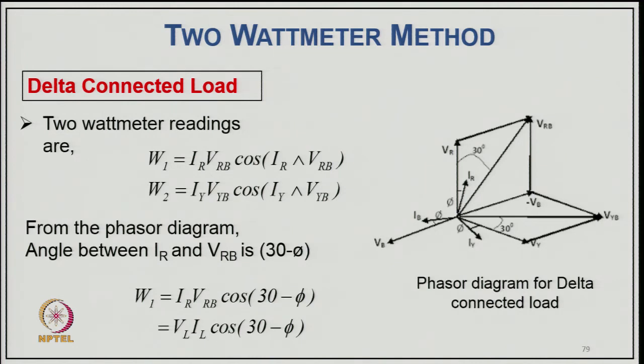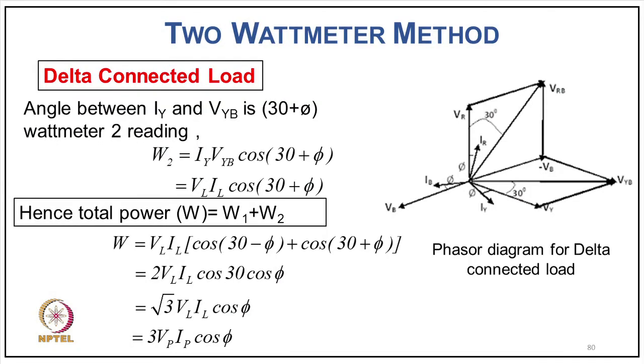From the phasor diagram we can say the angle between IR and VRB is 30 minus phi. So W1 will be IR VRB cos 30 minus phi, or equal to VL IL cos 30 minus phi. Similarly, the angle between IY and VYB is 30 plus phi, and the wattmeter 2 reading will be W2 equal to IY VYB cos 30 plus phi, or VL IL cos 30 plus phi.